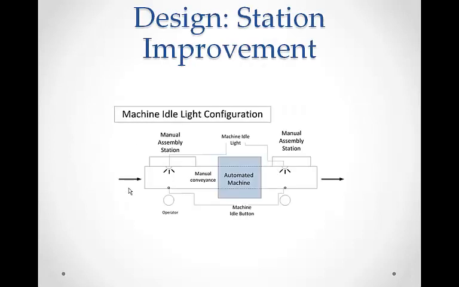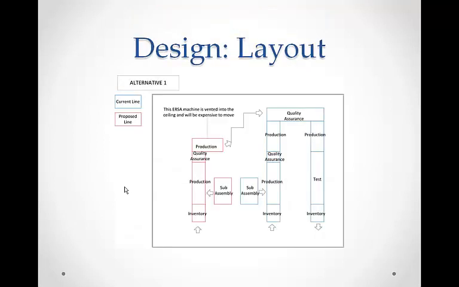The first design is a station improvement. This is a machine idle light in order to address wasted time on an automated machine. This wasted time results from the manual conveyance of the machine, where the workers are already working on other parts and do not notice that the machine needs to be fed. This machine idle light will indicate to the workers that the machine needs to be fed and will reduce this wasted time. The next design is a layout.